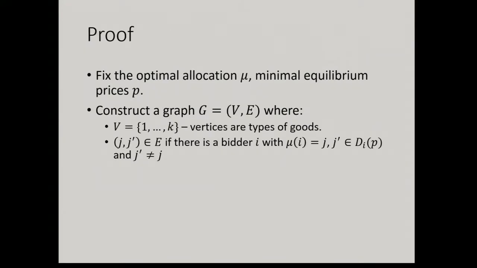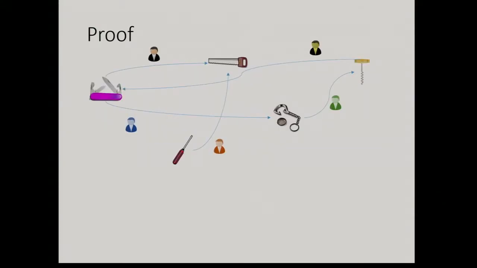Okay, so the proof for unit demand is simple enough to show you. So let's fix the optimal allocation, which is unique, and fix the minimal Walrasian equilibrium prices. And I want to think about a graph. The vertices are going to correspond to the goods, so there's k vertices. And there will be an edge between good j and good j prime if there's some buyer i who is assigned in the optimal allocation good j, but who also has good j prime in his demand set. So the edges represent indifferences. Okay, so we've got a graph like this. The vertices are goods, the edges are buyers.